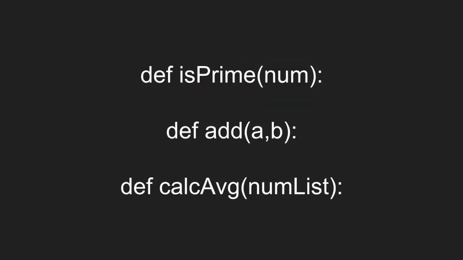The second example is, again, def, and the name of the function is add, and it has two parameters. So we can assume maybe that this takes these two parameters, a and b, adds them together, and returns the added value. Finally, in the third example, we have a function name called calcAverage, and the input is a num list. So we can assume here that perhaps the input is a list of numbers, and the output is going to be the calculated average. So those are three examples.